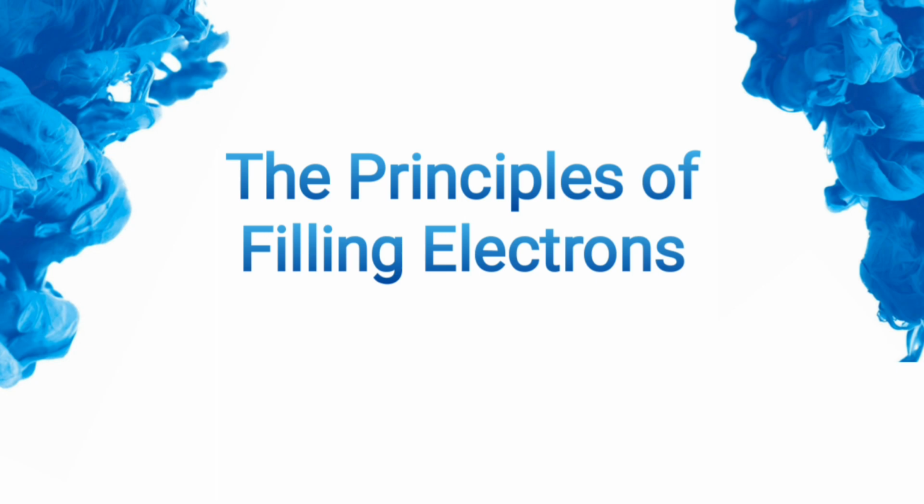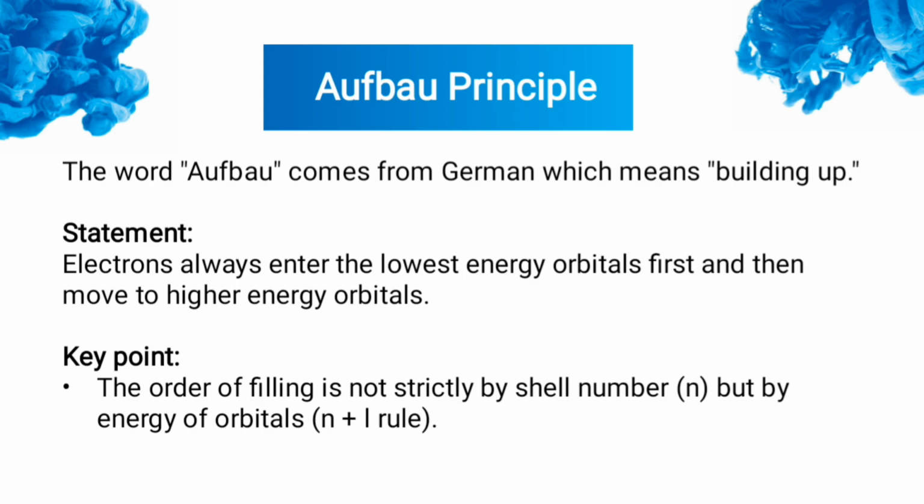Now, Aufbau Principle. The first one is the Aufbau Principle, or building up principle. My dear student, the word Aufbau comes from German, which means building up. Statement: electrons always enter the lowest energy orbitals first and then move to higher energy orbitals. Key point: the order of filling is not strictly by shell number n, but by energy of orbitals, the n plus l rule.